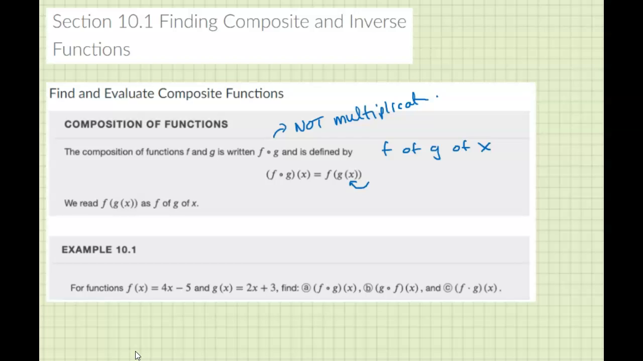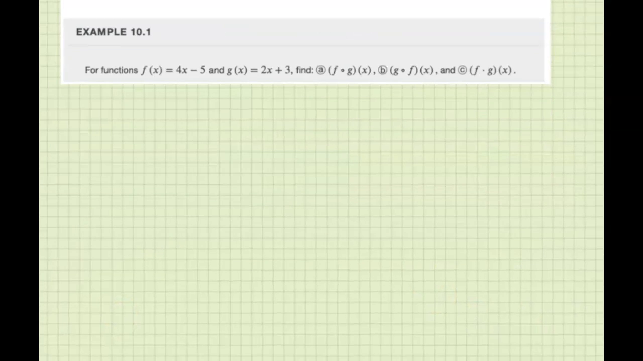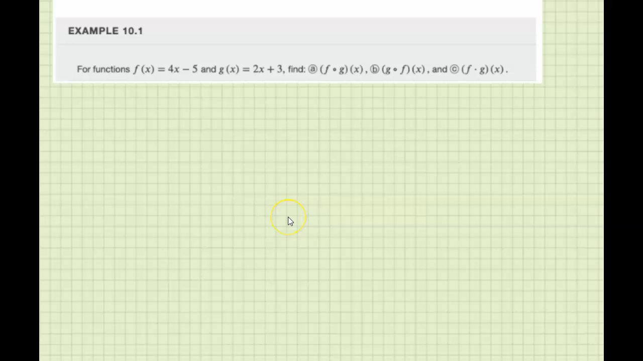Just like you were evaluating when you plug a specific value of x into an equation, you're plugging an equation into an equation and simplifying. So let's look at the following example, example 10.1. We're given the equations for two different functions. f of x is 4x minus 5. g of x is 2x plus 3.